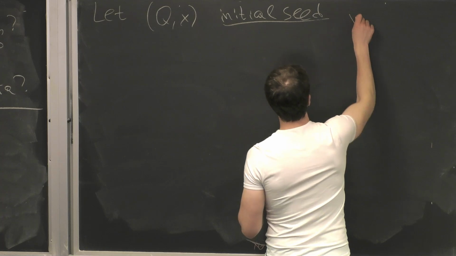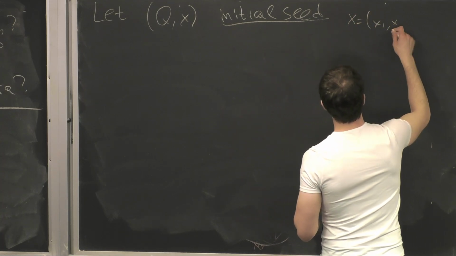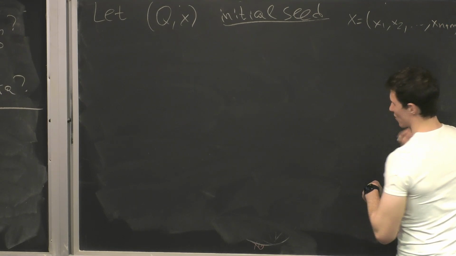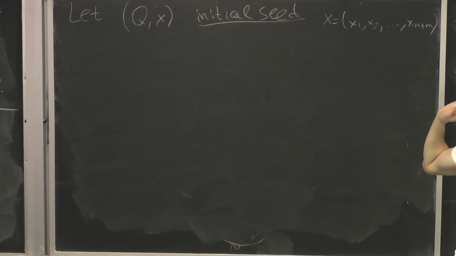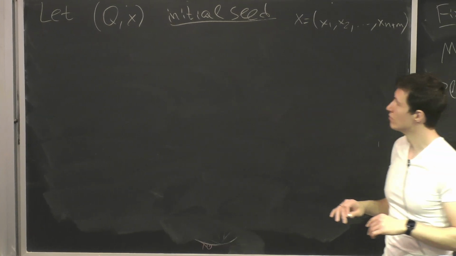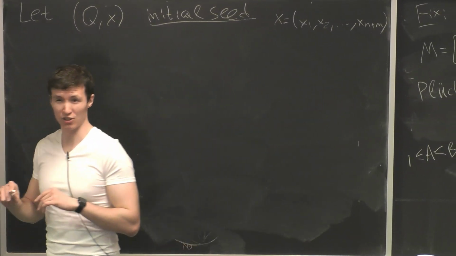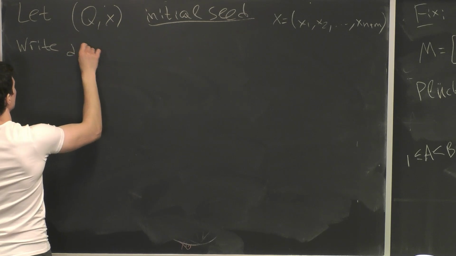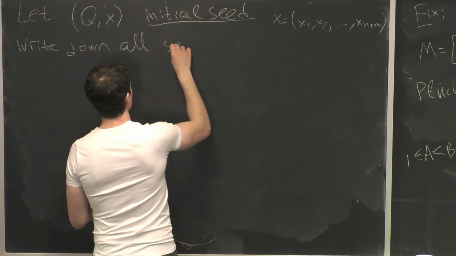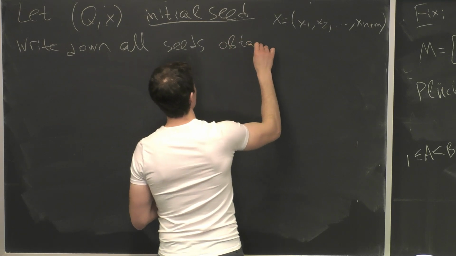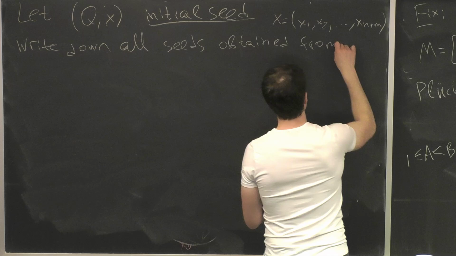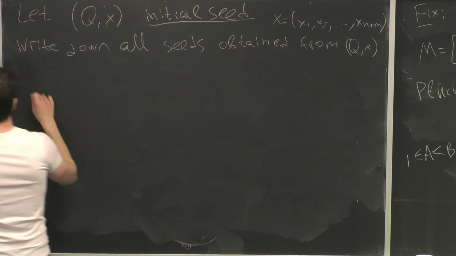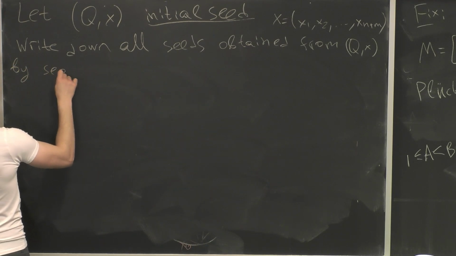So it's a seed, right? x is just an assignment of independent variables to all the vertices of my quiver. I start with that, and then I mutate. I mutate in all possible directions. So write down all seeds obtained from q comma x, from my initial seed, by applying a sequence of mutations.